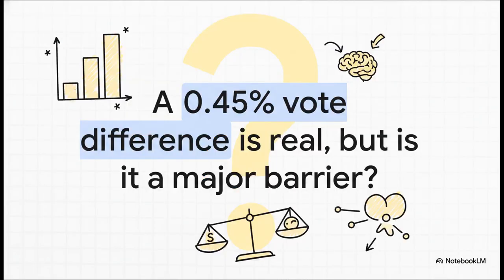And this brings us right back to our mystery. That tiny remaining disadvantage, that 0.45 percentage points, it is statistically significant. The asterisks tell us it's probably a real effect. But now we have to ask, is it substantively significant? Is a gap of less than half a percentage point a major barrier that's holding women back from getting elected? Now that is a much more interesting and complicated question, isn't it?